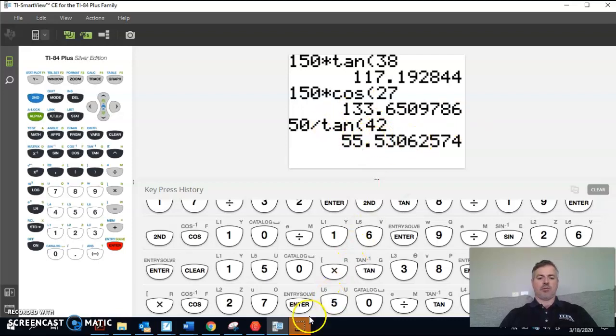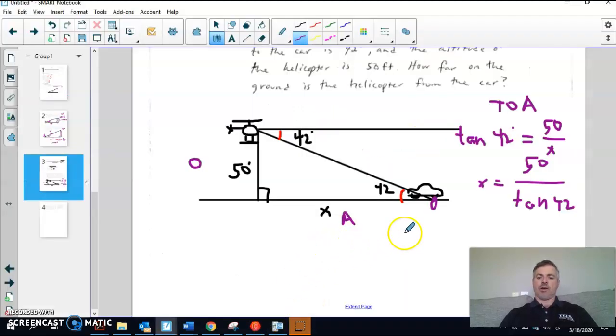That's easy to remember. 55.5. So that means x is going to equal, and that's how far the helicopter is from the car on the ground. So 55.5. And again, that's in feet. So that's an example of an angle of depression problem. Again, the key thing to remember here is the alternate interior angles that are going to happen.